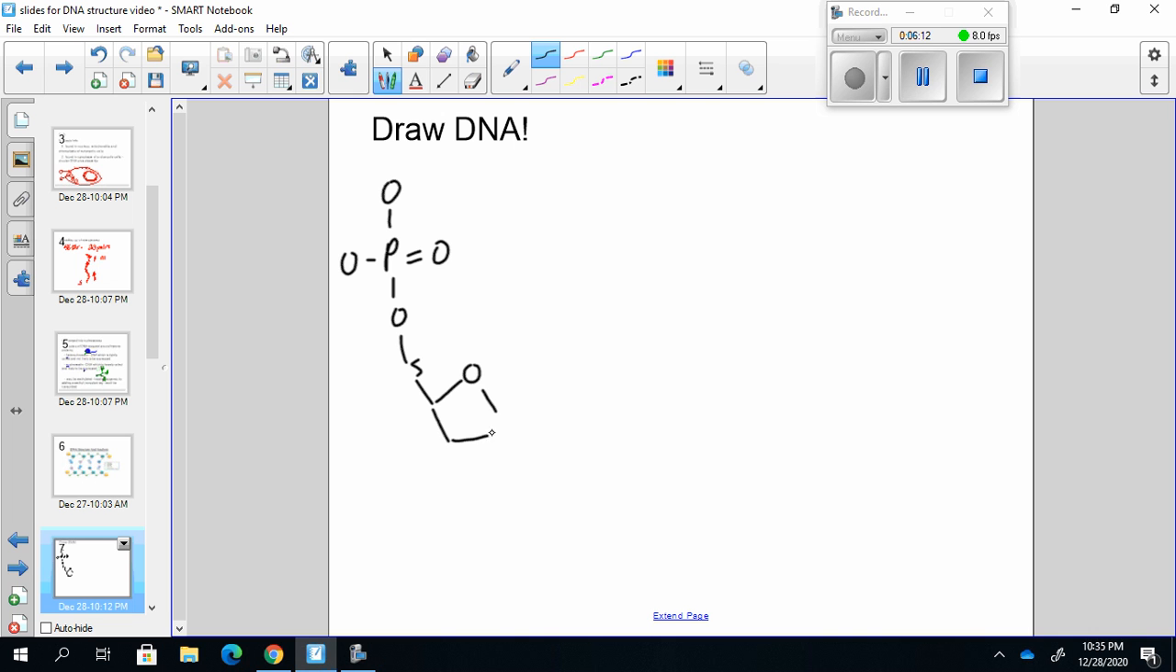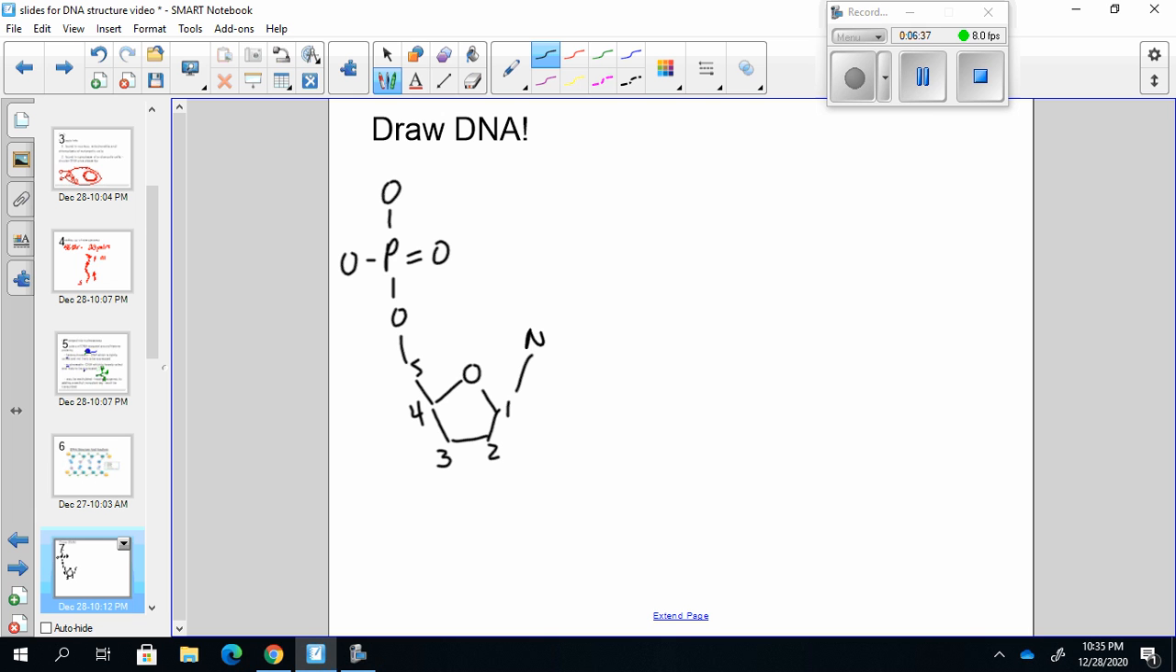And then here's my 5-carbon sugar. So 1, 2, 3, 4, 5. You learned how to number the carbons in a sugar before: you go away from the branch on the oxygen. So find the oxygen. The side away from the branch will be carbon 1, 2, 3, 4, and 5. So that's deoxyribose. And then I need a base.